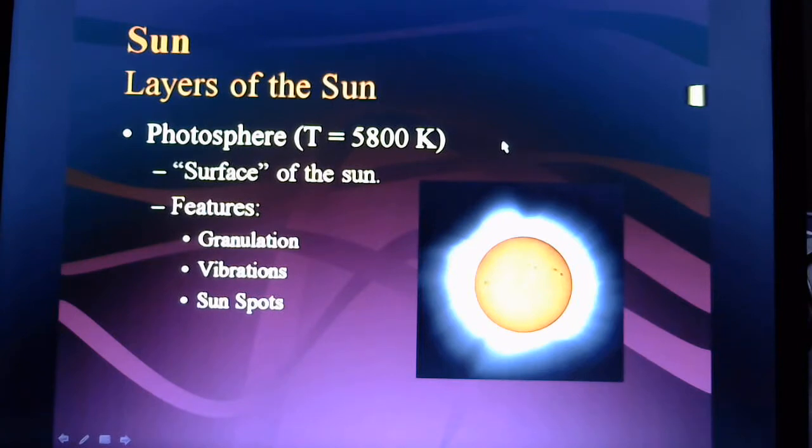Because when people talk about the temperature of a star, they are usually talking about the temperature that shines out from the surface of the sun. So for our star, we would say the temperature of our sun is 5,800 Kelvin. We're not talking about the temperature of the core or any of the other layers, just the temperature of this brightest outer layer that we see shining out towards us. As we go now through the different features of the photosphere, we're going to see something called granulation. We're going to see vibrations on the surface of the sun, and of course we're also going to talk about sunspots.